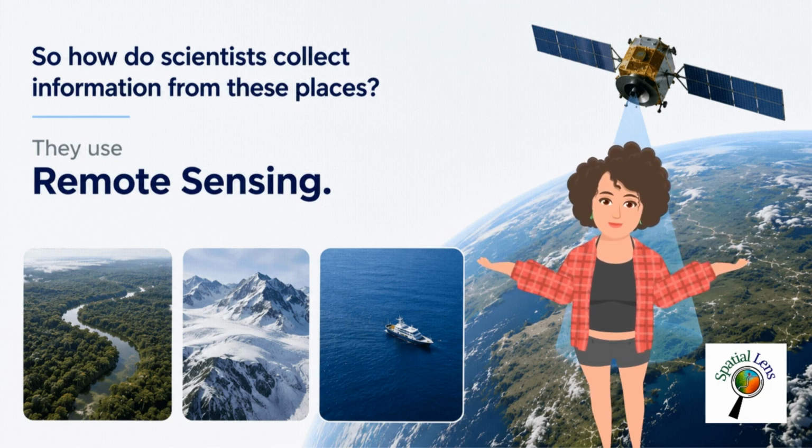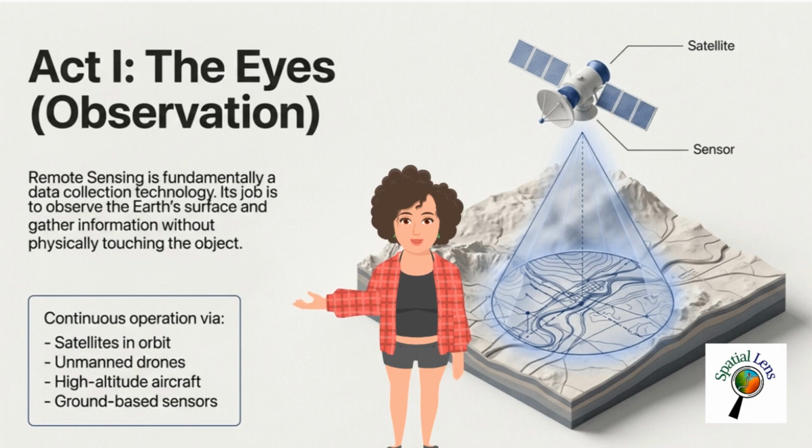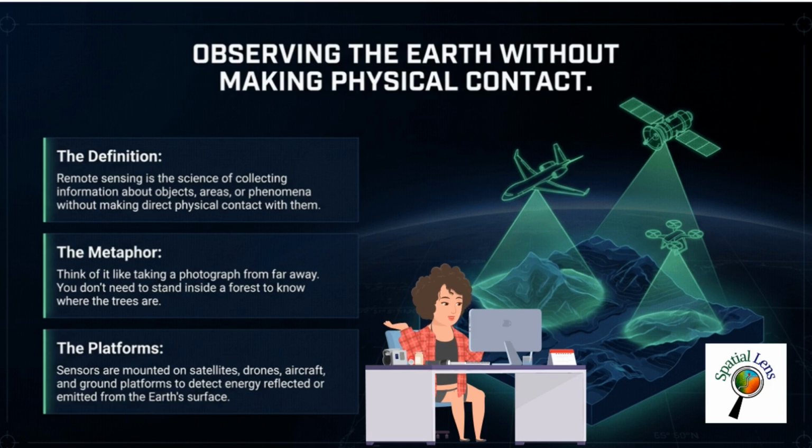They use remote sensing. Remote sensing is the science of collecting information about objects, areas, or phenomena without making direct physical contact with them. Instead of touching or visiting the location, sensors mounted on satellites, drones, aircraft, or even ground platforms detect the energy reflected or emitted from the Earth's surface. This energy is then converted into images and data that help us understand what's happening on Earth.